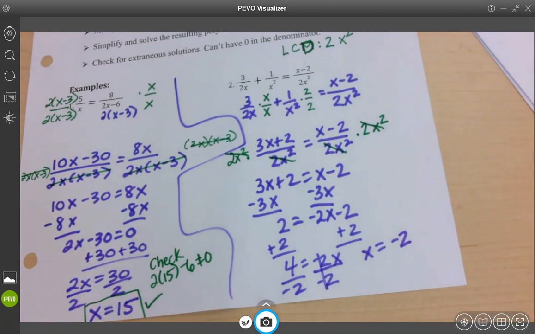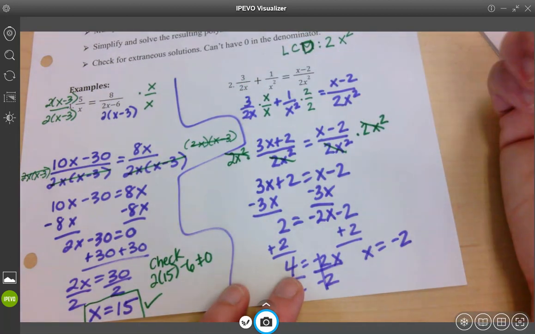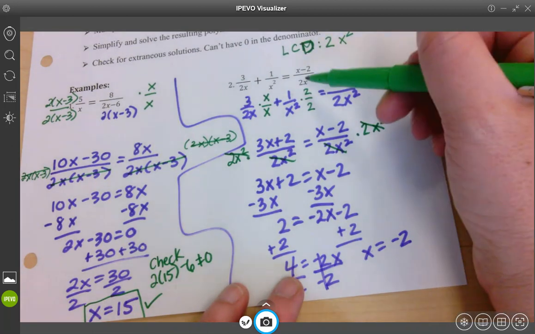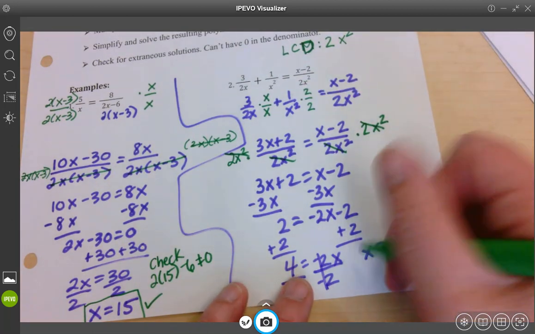Anybody else get x equals negative 2? I got that as well. Okay. Is that okay in our denominator? Yeah. It checks out because it would be 2 times negative 2, that's negative 4. It would be negative 2 squared, that's positive 4. And then this one would be 8. They're all good.